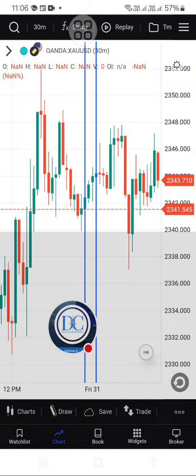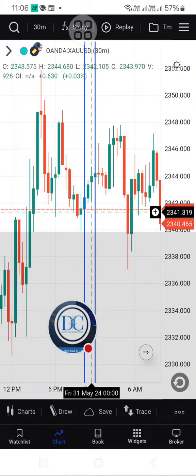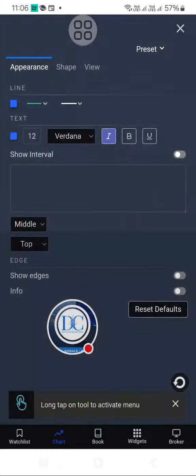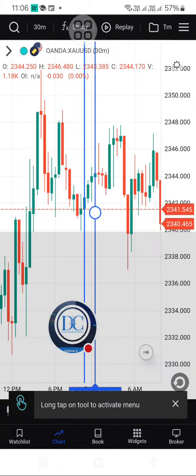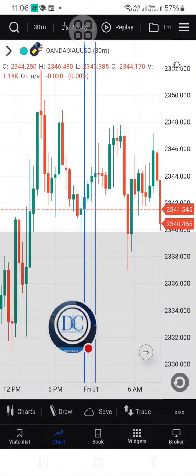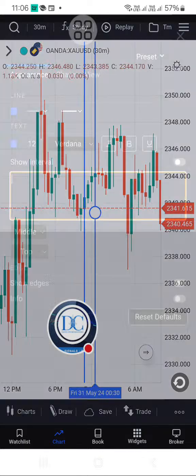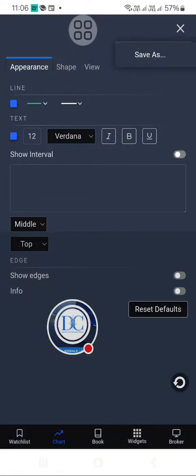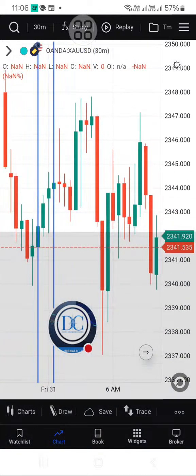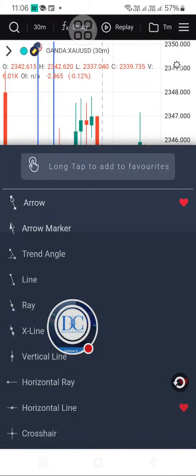We started our day here, and then price here gave us a break of structure. Why are we having two lines? You double tap. If I want to delete, what do I do? Delete. Okay, it's fine. Double tap, delete, press, then delete. Why is it not deleting? It's fine. Let's just go to the main business.